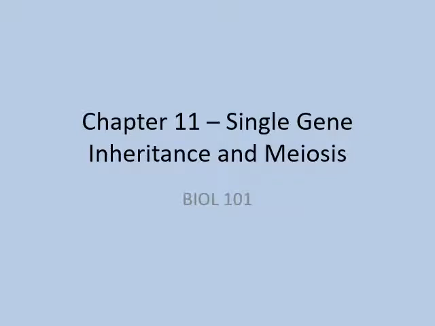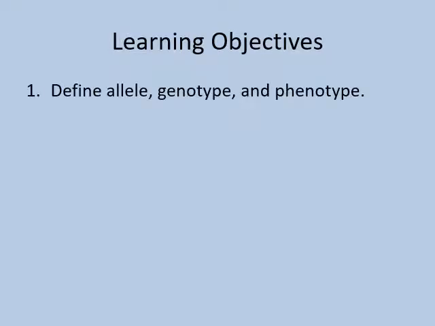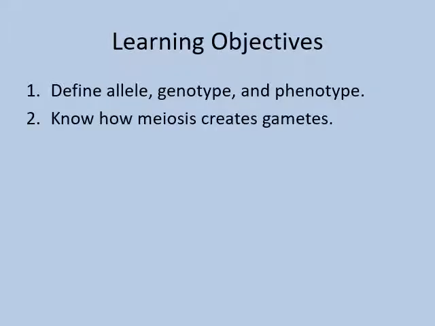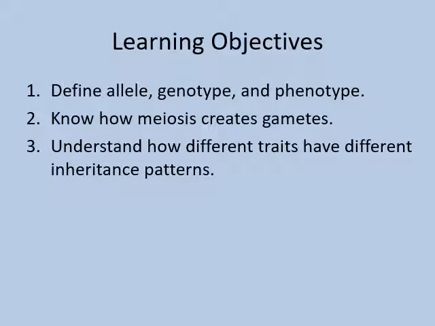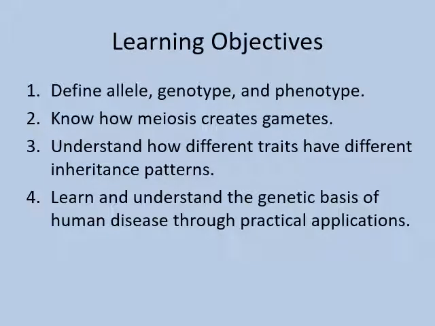Chapter 11, Single Gene Inheritance and Meiosis. By the end of this chapter, you should be able to define allele, genotype, and phenotype. Hopefully you can already do that. You'll also know how meiosis creates gametes, understand how different traits have different inheritance patterns, and understand the genetic basis of human disease through practical applications.